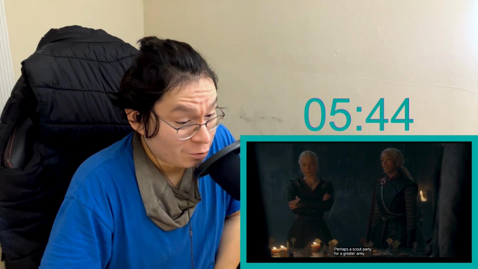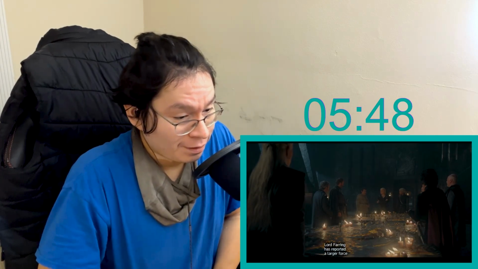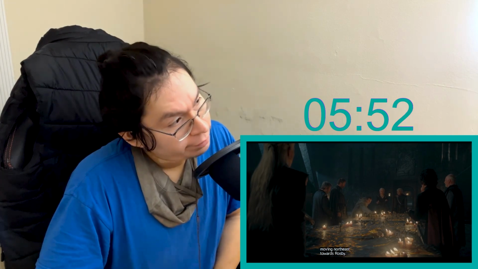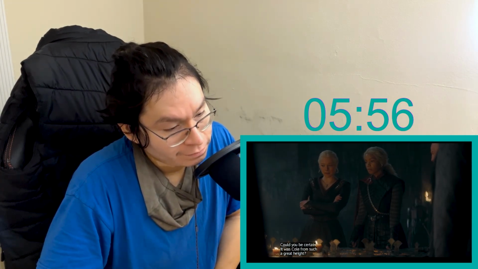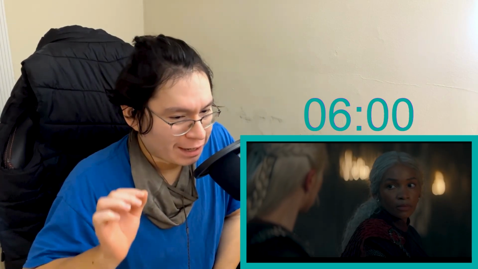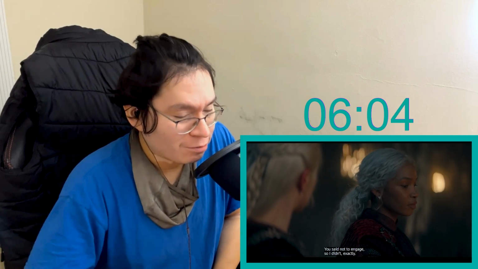So she saw Kristen Cole all the way from up there. Lord Founders reported a larger force moving northeast towards Rosby. Could you be certain it was Cole from such a great height? It was not such a great height, Your Grace. Oh, right, she flew down for that before they got so far. But if she saw that, then why didn't she just burn it down? Oh, okay. Your Grace.